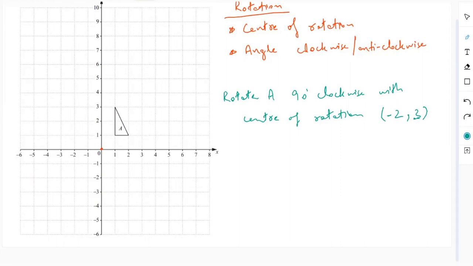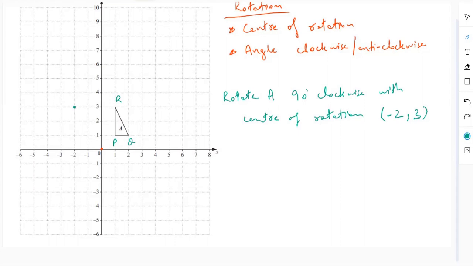How do we do this? We mark that point first, the center of rotation, -2, 3. That's going to be right here. ये मेरा point है, -2 and 3. इससे मुझे रोटेट करना है 90 degrees clockwise. ठीक है? उसी तरह से मैंने horizontal vertical lines बनानी. Okay, let me mark those points here. This is P, this is Q, this is R.